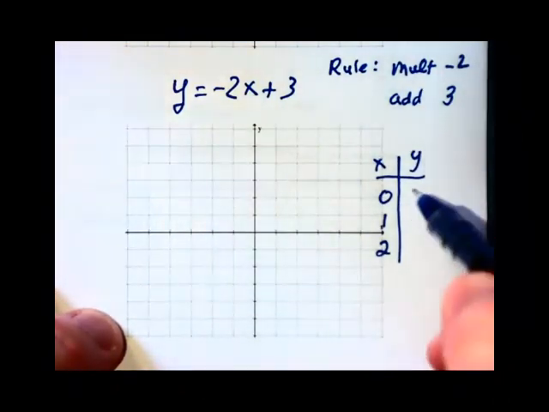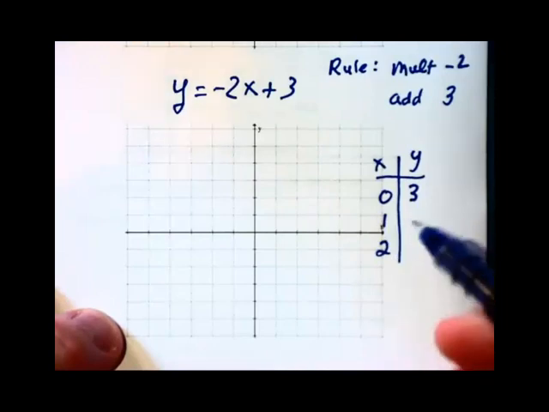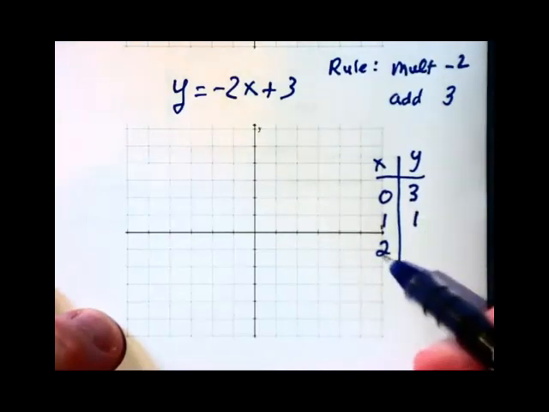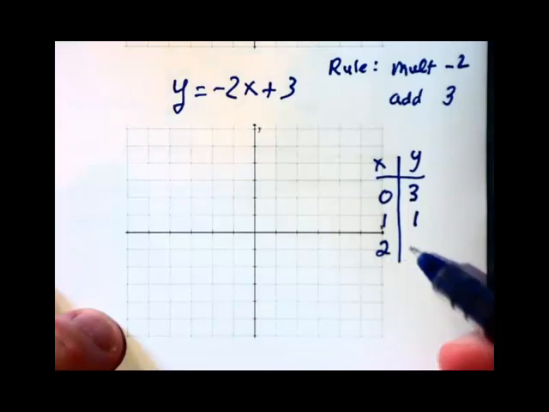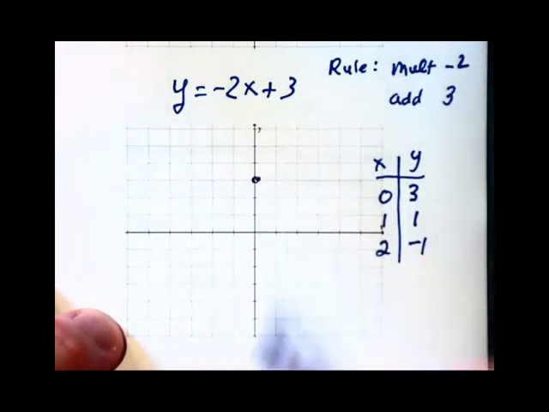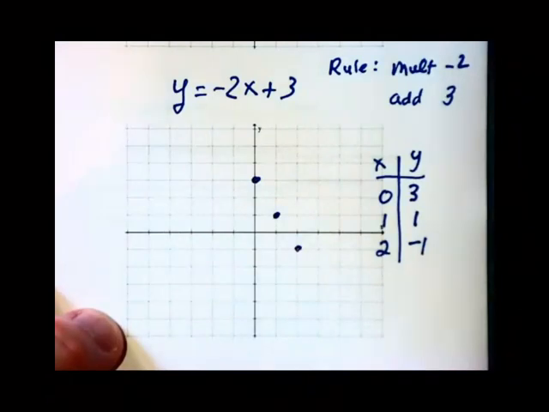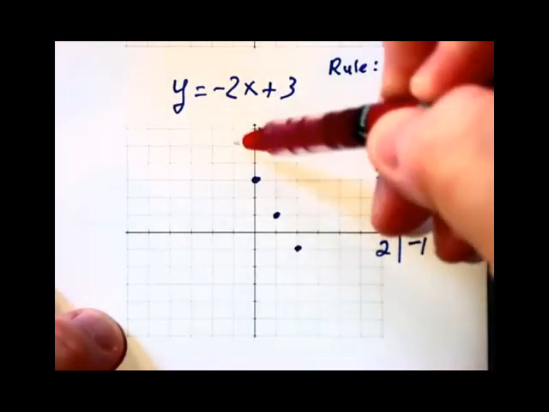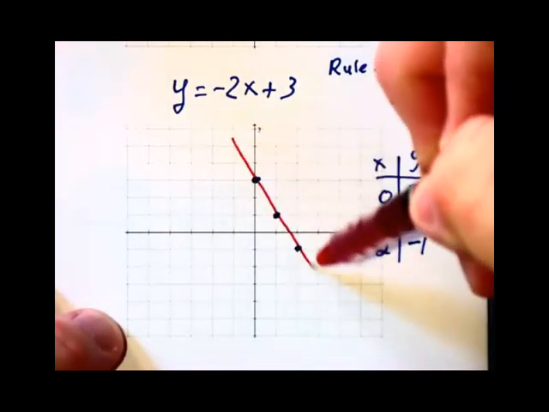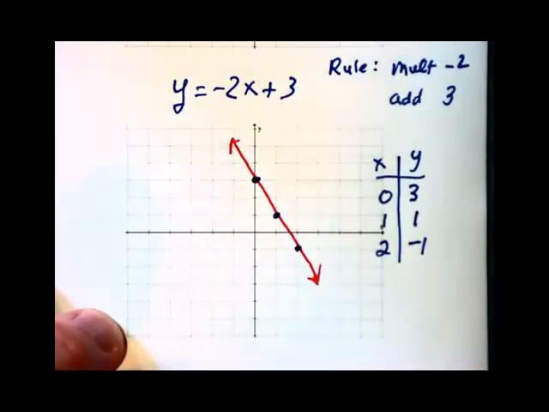Adding 3, we have 3. 1 multiplied by negative 2 is negative 2. Adding 3, we have 1. 2 multiplied by negative 2 is negative 4. Adding 3, we have negative 1. So (0, 3) is 3 above the origin. (1, 1) is right there. (2, negative 1) is over 2 and down 1. And now you've got your 3 points all lined up, which tells you you've probably not made a mistake. And there is your line that you can graph.